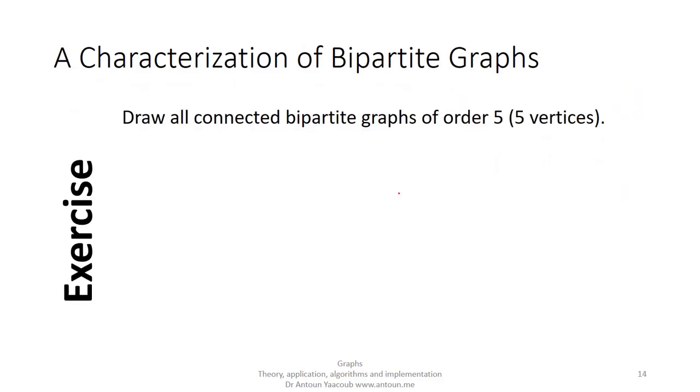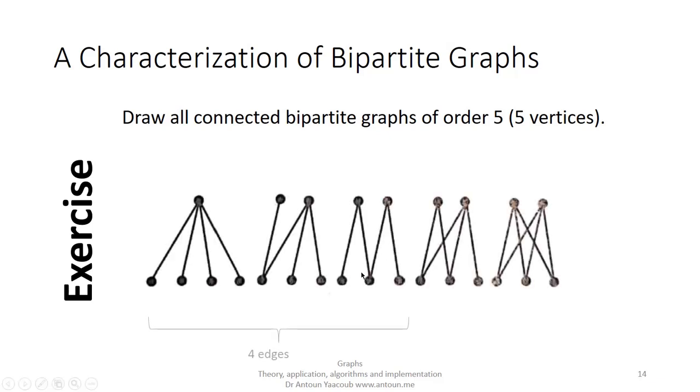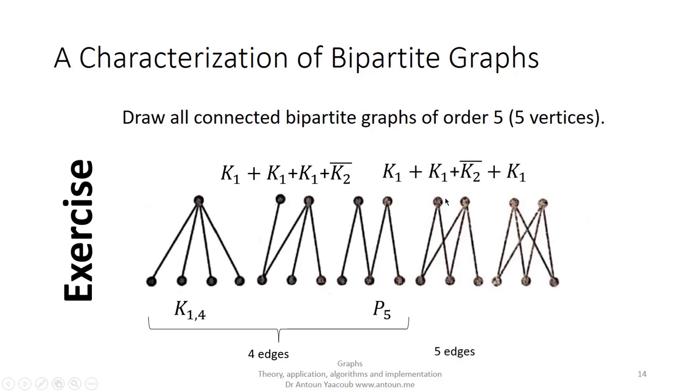So we have an exercise here. We need to draw all connected bipartite graphs of order 5. So we have to draw them with 5 vertices. We are organizing our graphs according to the number of edges. First we have all those with 4 edges, so they are all bipartite. I'm picking K1,4 here. We have here K1 + K1 + K1 + K2 bar. It's very obvious to see that. We also have here a P5. This graph is equal to K1 + K1 + K2 bar + K1, and this one is K2,3. So you need to practice this in order to find all connected bipartite graphs.